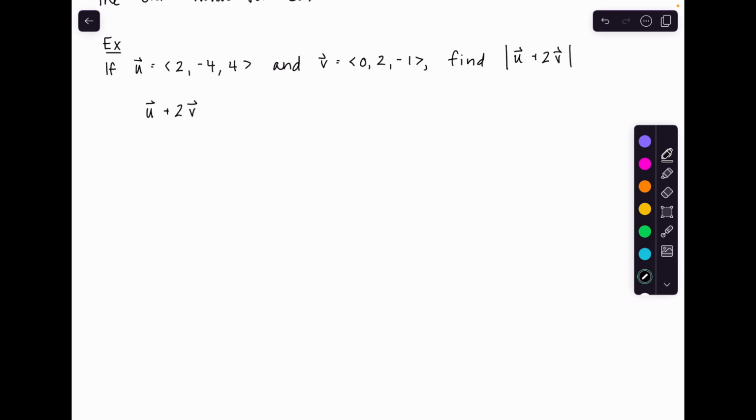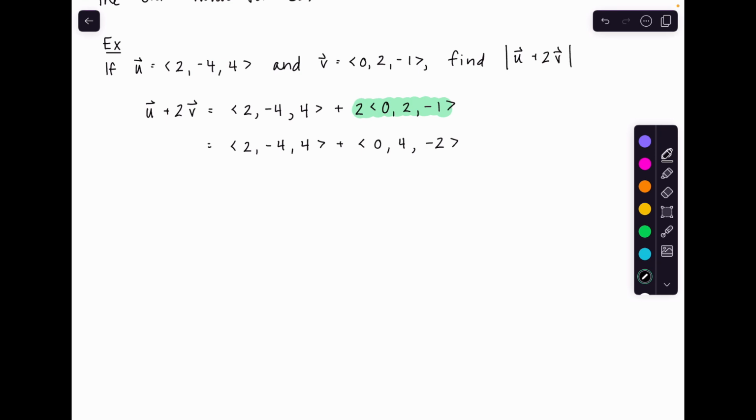And I'm going to add more steps than you probably need right now, but just to keep track of everything, it makes it a little bit simpler. So our vector U is 2, -4, 4. And then I want to add 2 times the vector V, which is 0, 2, -1. So I'm going to do this multiplication, meaning each component is going to double. So I want to take 2, -4, 4, and I want to add, when you do 0 times 2, it's 0, 2 times 2 is 4, -1 times 2 is -2.